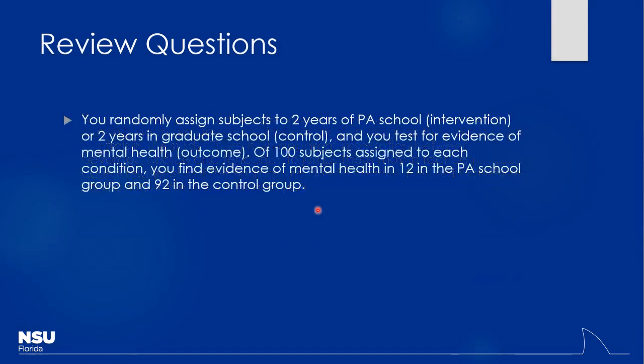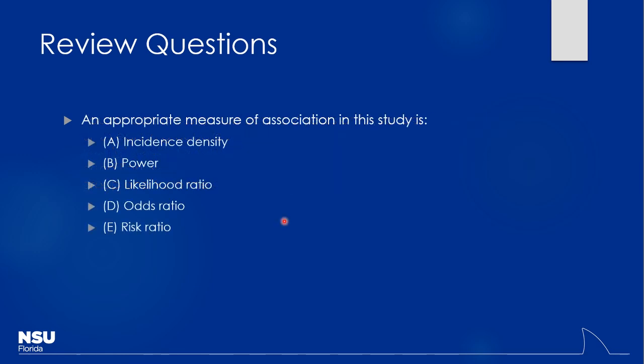Okay. Let's say, this is another fun one I like. Let's say we randomly assign subjects to 2 years of PA school. This is our intervention, our experimental group, or 2 years in graduate school, just nondescript graduate school. This is our control. And then we test for the evidence of mental health. So either yes, you have signs of mental health, or you don't. And then of 100 subjects assigned to each condition, you find evidence of mental health in 12 of the PA school group and 92 in the control group. This is taken from years back, so I imagine you guys are much healthier nowadays. Maybe not, who could say, right?